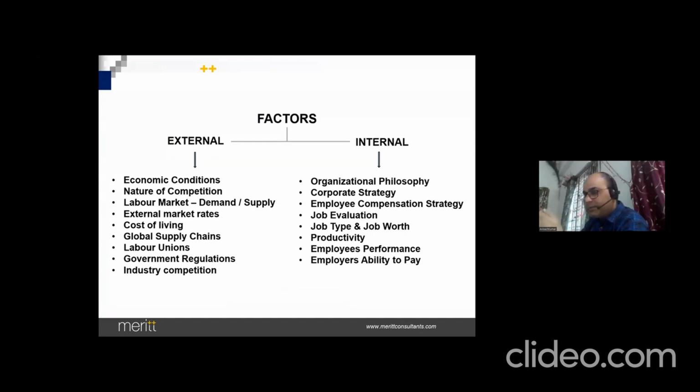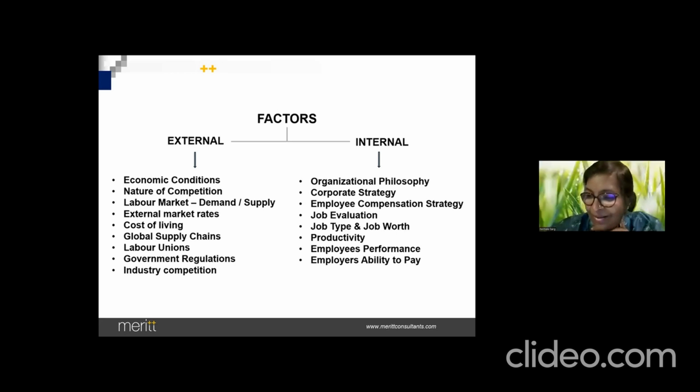So they are able to pay accordingly, and then they are unable to pay the CTC expected by any resources. That's why if TCS is offering more than Capgemini, definitely the person will go to TCS. If Capgemini is offering more than Cognizant, then definitely the person will go to Capgemini. So this is also an internal factor of any organization.